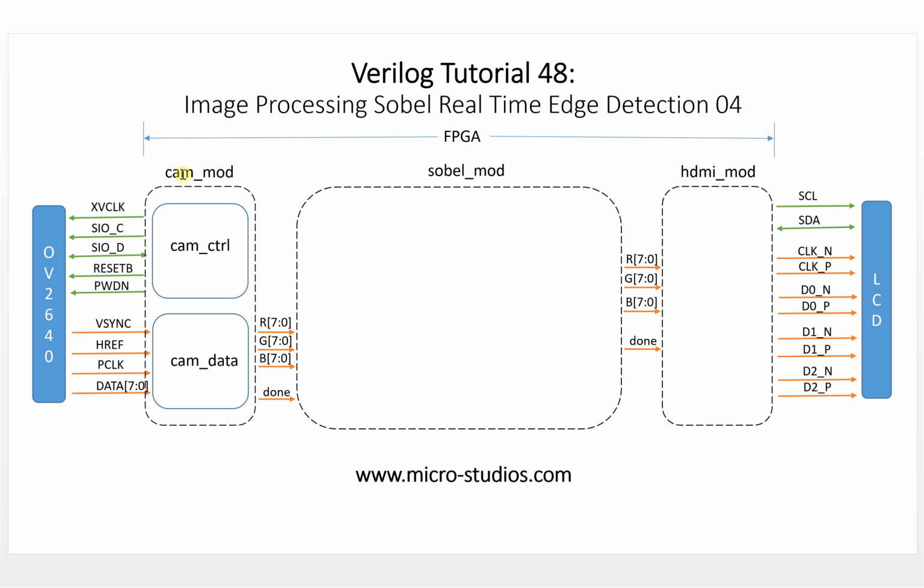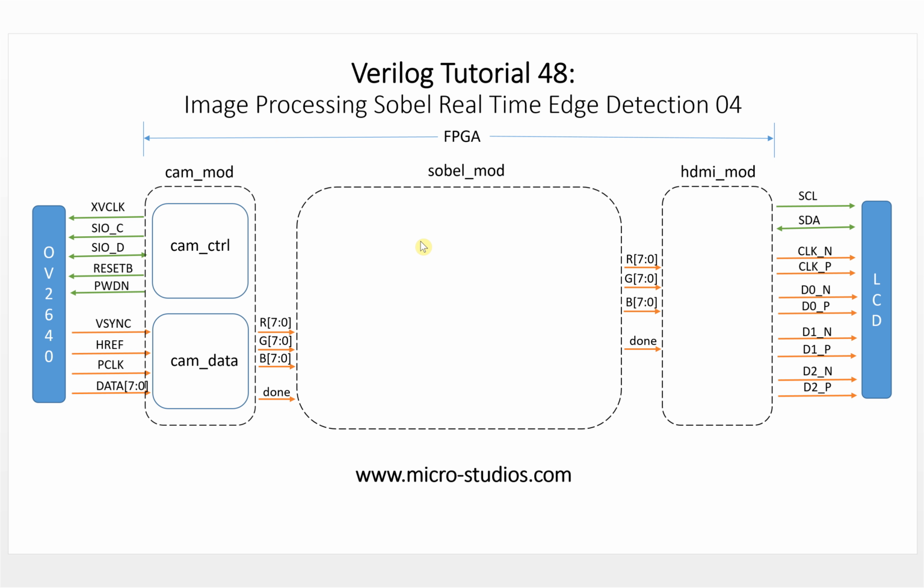The second module in the camera module is the camera data module. It only handles the data output from the camera sensor, and separates the RGB 565 data into 8-bit R, 8-bit G, and 8-bit B. Then it generates the output done signal to the Sobel module. So the camera data module produces the RGB data for the Sobel module for further processing.